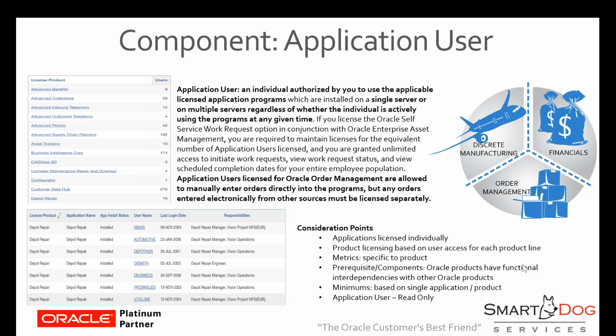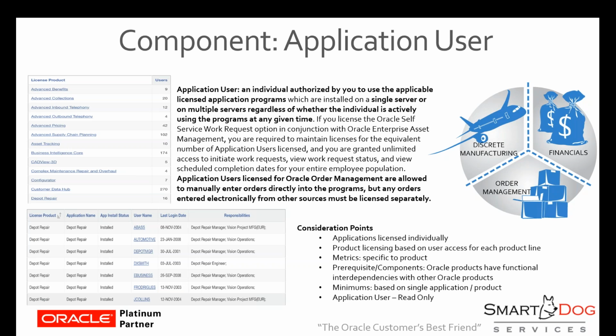So if we're on the application user license metric, some of the consideration points are that each application is licensed individually. Product licensing is based on user access to each product line. So again, if they simply have access, they're counted. If they don't have access, they're not, right? So metrics are specific to the products or the modules that we're licensed for. There are obviously prerequisite components, right? For Oracle products that have functional dependencies with other Oracle products, so you need to ensure that the prerequisites are met. There are minimums based on any single product, and you can review those on the Oracle price list.